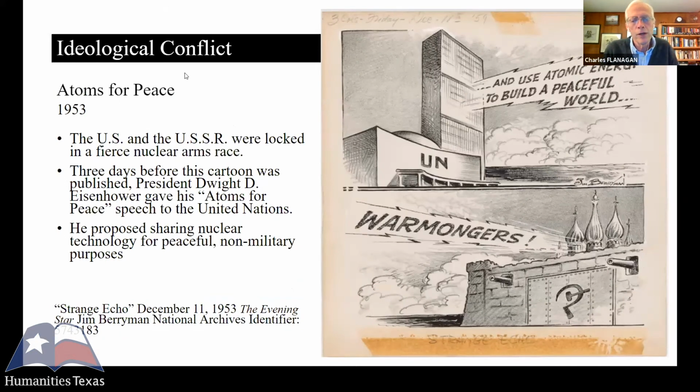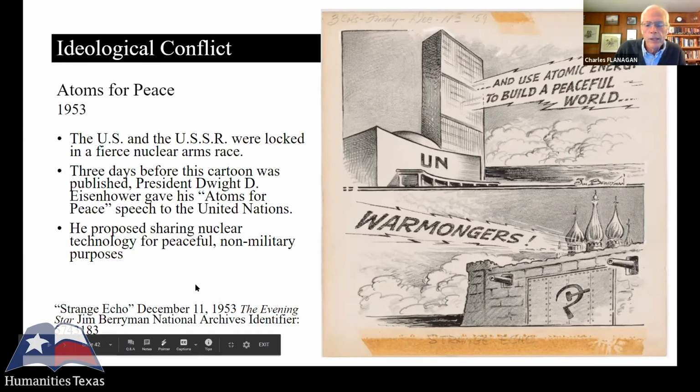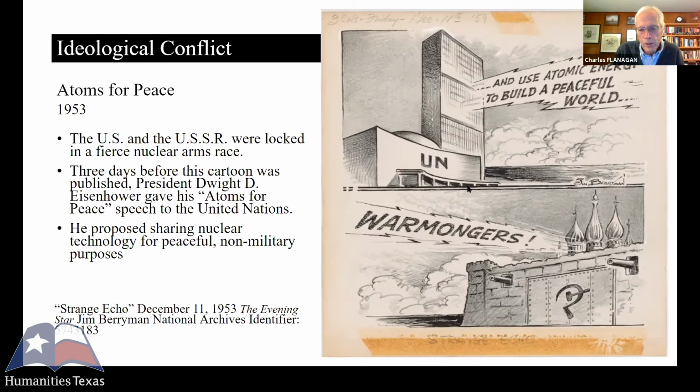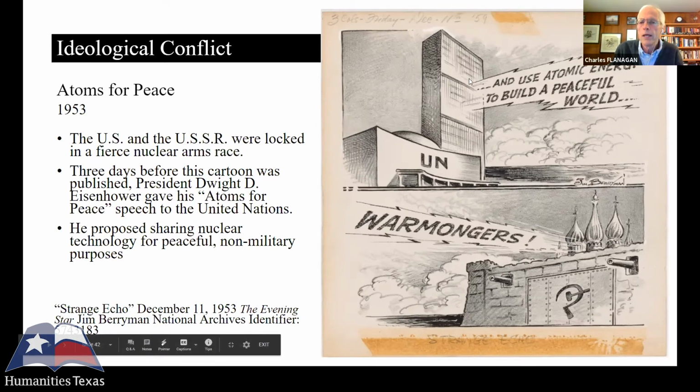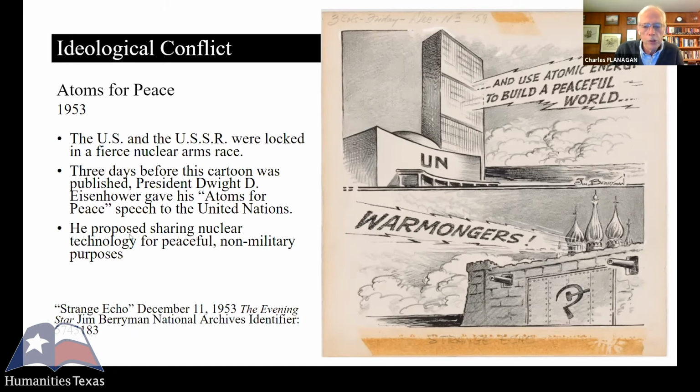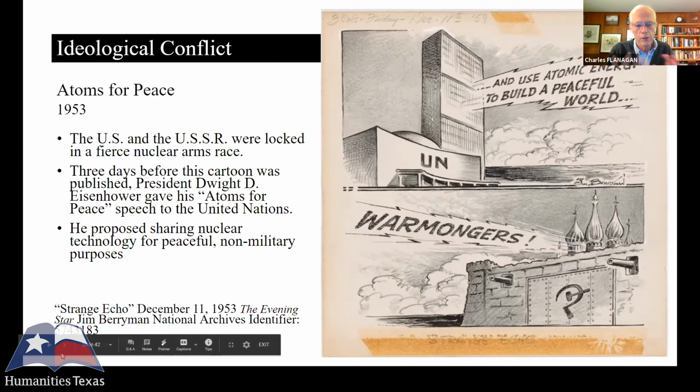The Cold War isn't just military. There's also a lot of ideological conflict. And so this one is about the speech that President Eisenhower gave in 1953 saying, okay, you guys have the nuclear bomb, we have the nuclear bomb, we should use these to build a peaceful world. And Berryman draws a juxtaposition where the Kremlin is denouncing the U.S. as warmongers and the U.S. is calling to use atomic energy to build a peaceful world.